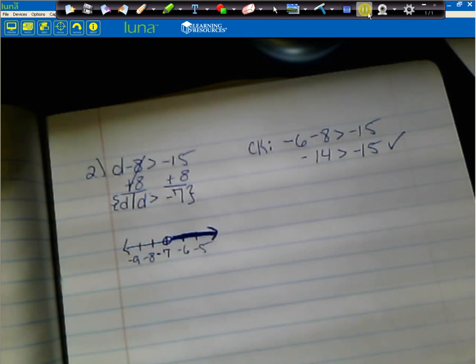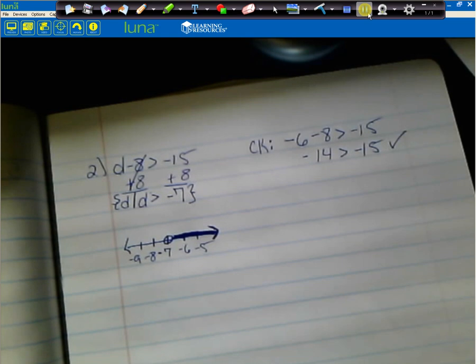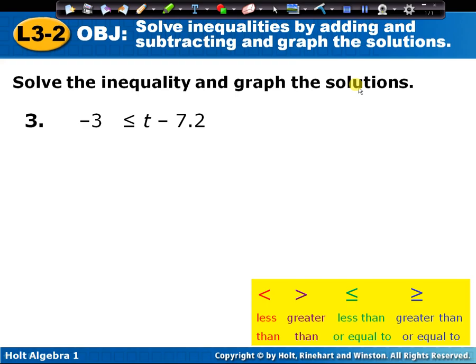Take a minute, make sure you have the solve, the set, the graph, and the check written for this one. All right, hopefully you got all that down. Go ahead and write down number 3. Negative 3 is less than or equal to t minus 7.2.